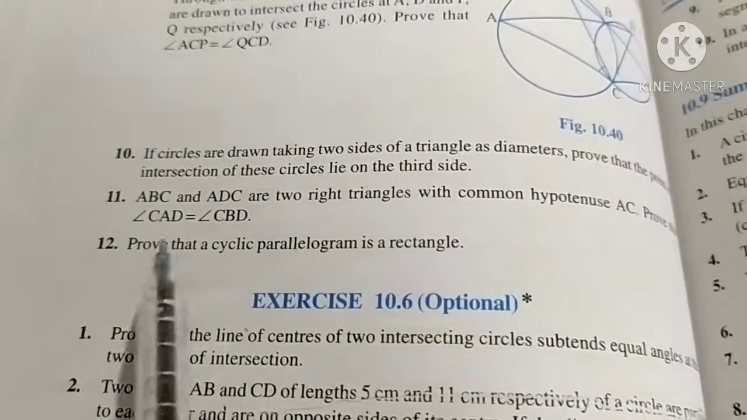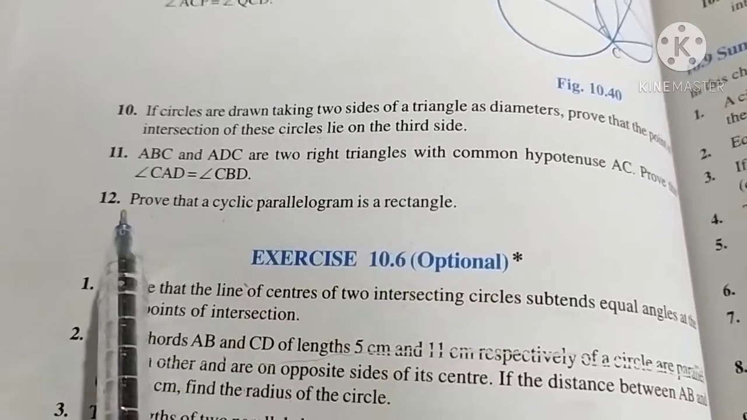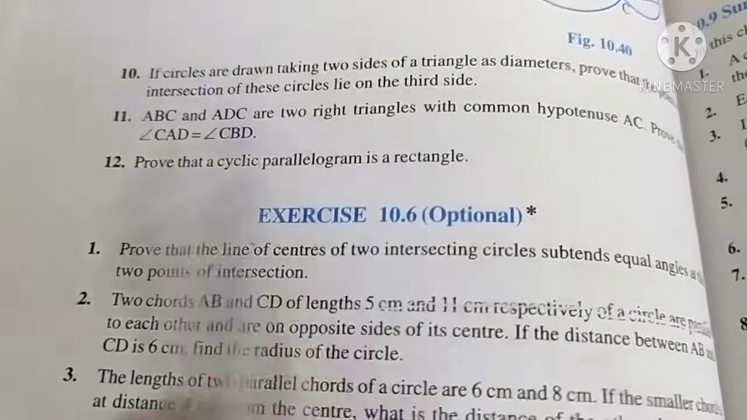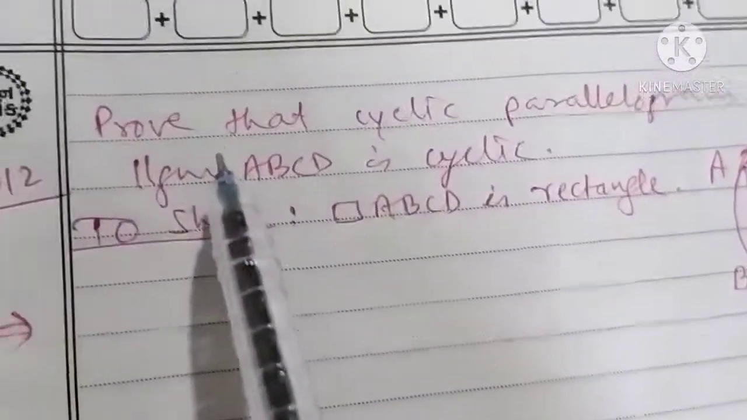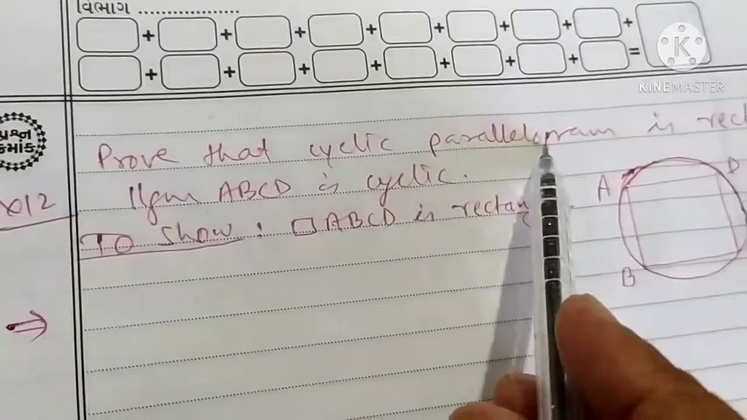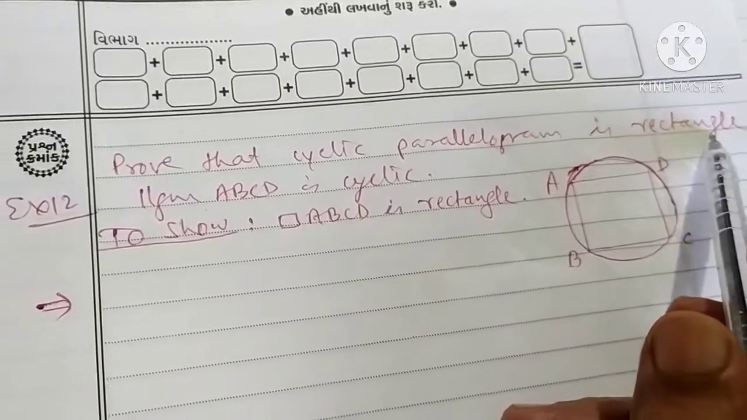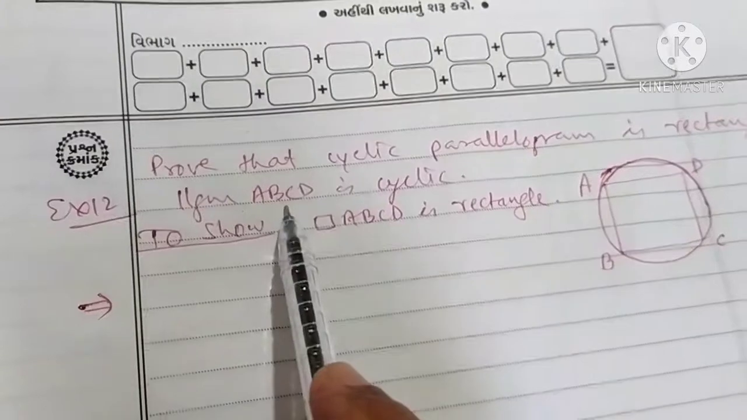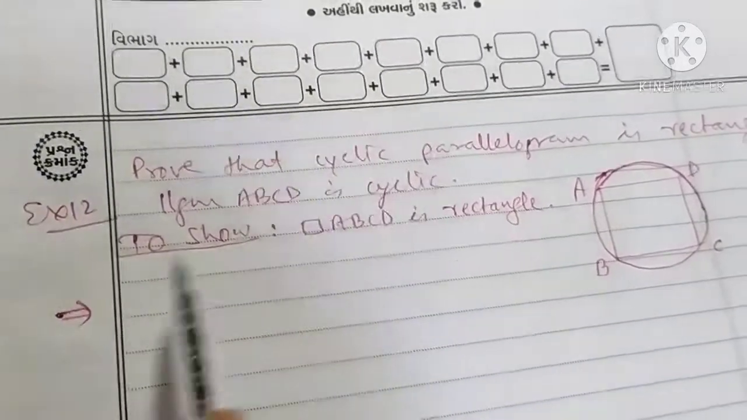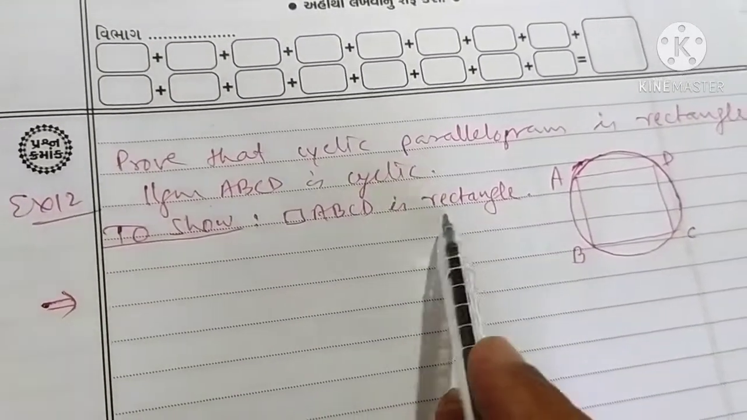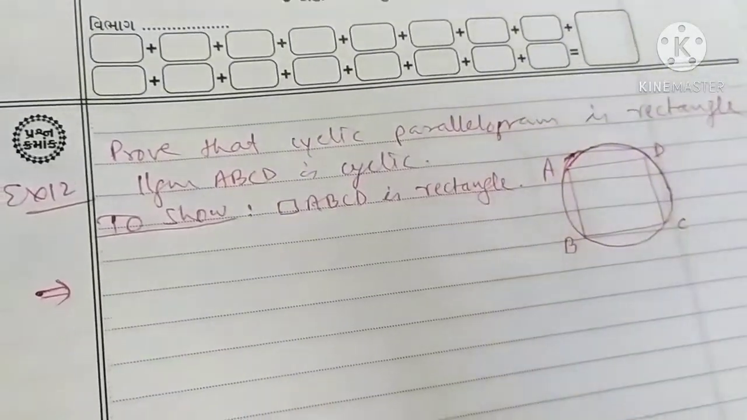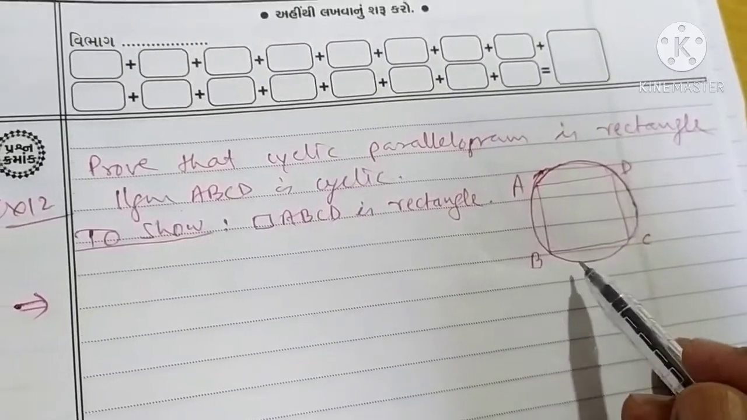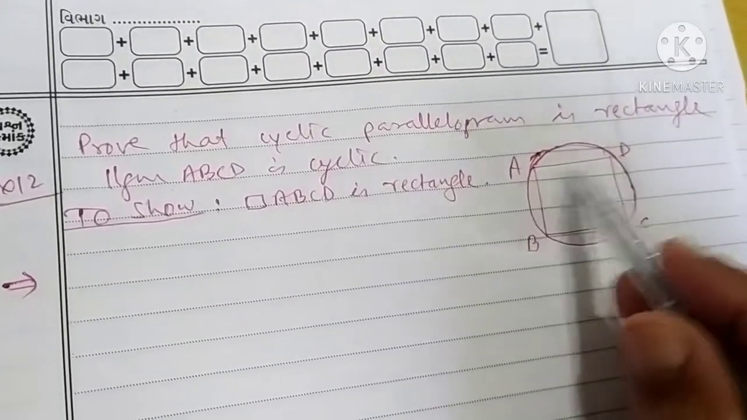I am showing you in the book. Prove that a cyclic parallelogram is a rectangle. I wrote it on the paper. What is given to you? Let us take parallelogram ABCD is cyclic. Now to show that parallelogram ABCD is a rectangle. So I drew a diagram for understanding. ABCD is cyclic and they are telling ABCD is a parallelogram. We are going to prove it is a rectangle, so I drew this diagram.